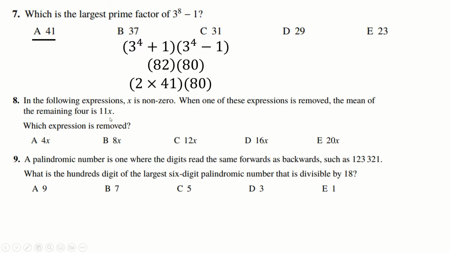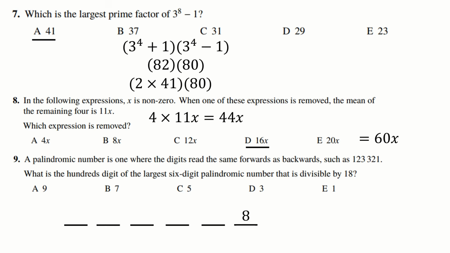If the mean of these numbers, or 4 of these numbers, is 11x, if there's 4 of them, then we just need to times this by 4 to find the total, which is 44x. Currently, these things add up to 60x, so you need to remove 16 to make a total of 44, and so D will be our answer. To be divisible by 18, you need to be divisible by 2, which means ending in an even number. And you also need to be divisible by 9, which means your digits need to sum to a multiple of 9. So the highest even number we can end with is clearly 8, which means we must start with 8 because it's palindromic.